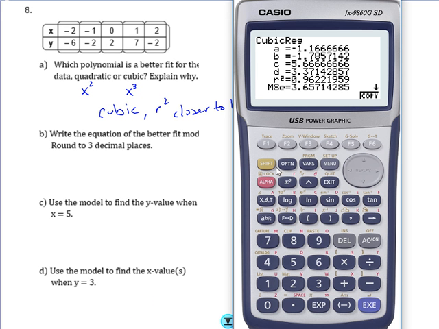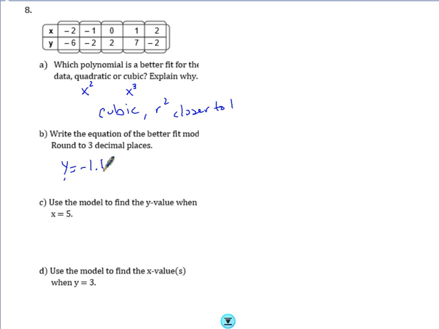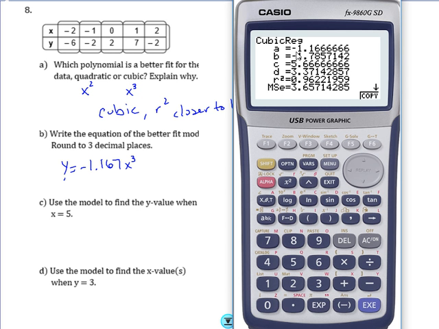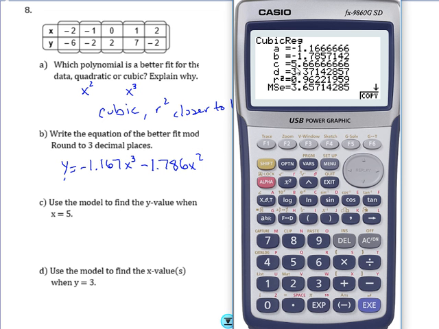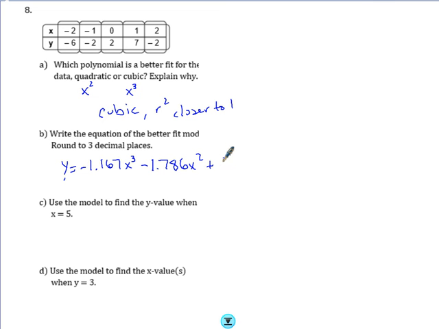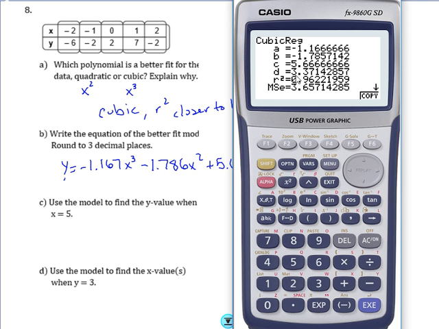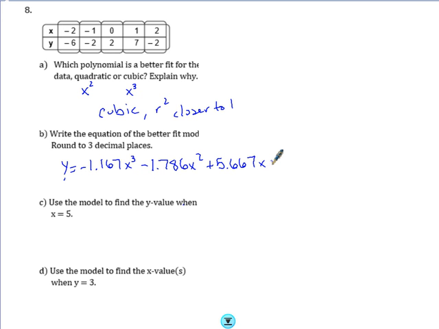Write the equation of the model. I'm going to round all of this to 3 decimal places, so y equals -1.167x to the third minus 1.786x squared plus 5.667x plus 3.371.